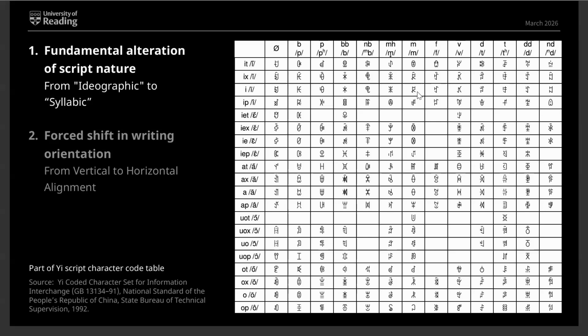There are many reasons, political and administrative, but here I want to highlight two main ones. First, the Sichuan reform was strongly shaped by phonetic reform. Although the Sichuan standard inherited forms from the older writing tradition, it also changed the nature of this script, moving it from a historically ideographic tradition to a syllabic standard. Second, it also involved a different writing orientation.